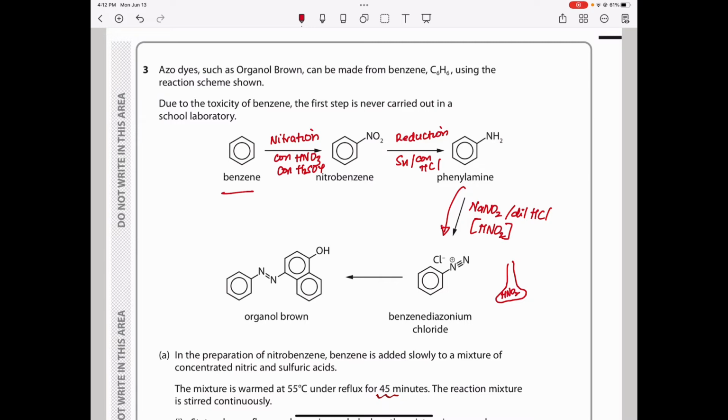And finally, we see the making of the azo dye, where phenol, a benzene ring that has an OH, is reacted with the benzene diazonium salt to form an azo dye. So this is the azo dye. So that is the breakdown of the reactions that occur here.